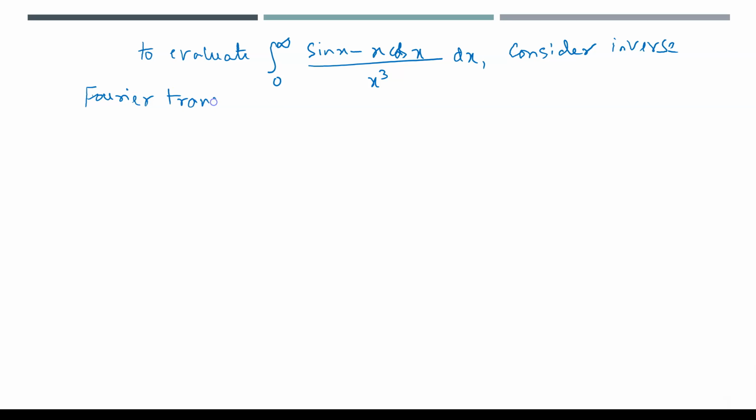Now to get the value of the integral, to evaluate the integral from 0 to infinity of sin x minus x cos x upon x cube dx, consider the inverse Fourier transform. f of x equal to 1 by 2 pi integral minus infinity to infinity f of s e power minus isx ds.